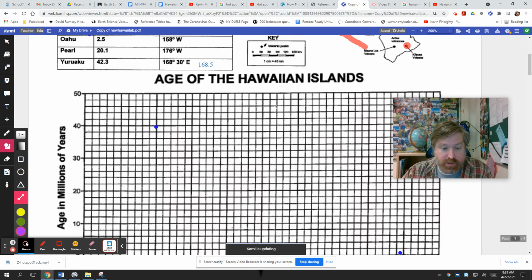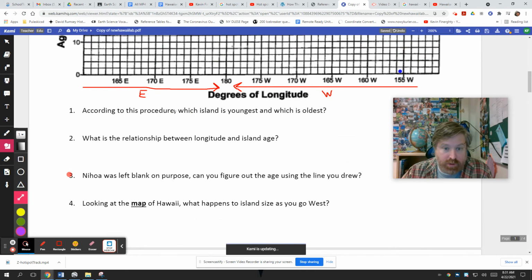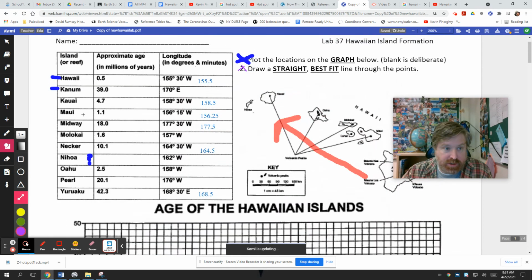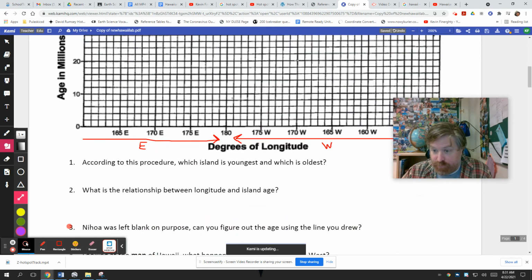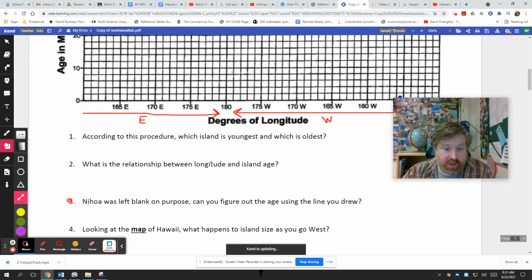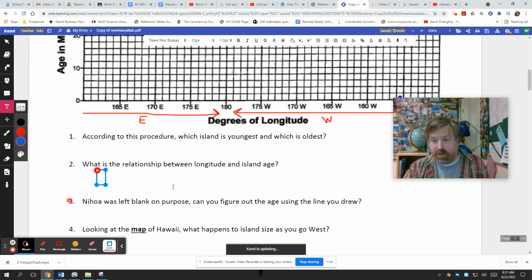You can do it. Then what do we got? Which island is youngest and oldest? You can just grab that from the data table or from the graph, whichever one you're better at reading. What's your relationship between longitude and island age? We should get in the habits. I haven't been pressing it as hard this year, but when you get a relationship question, you always say as. Then you say the first thing. Longitude.